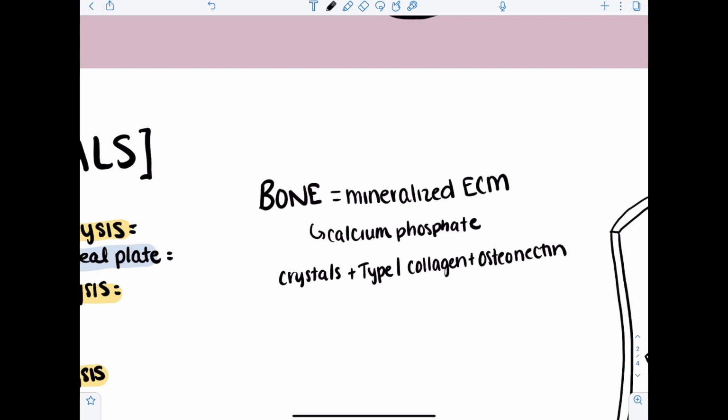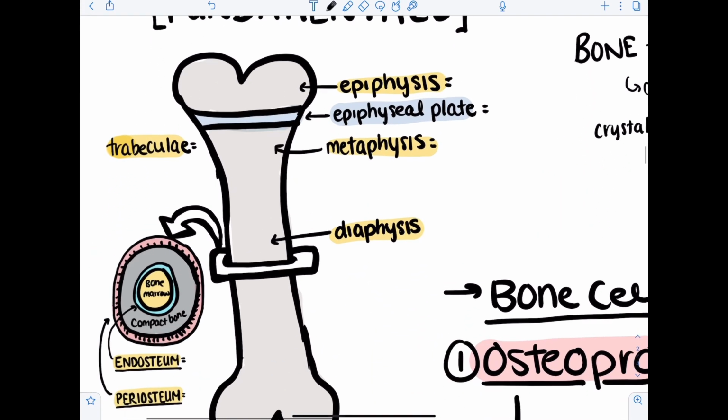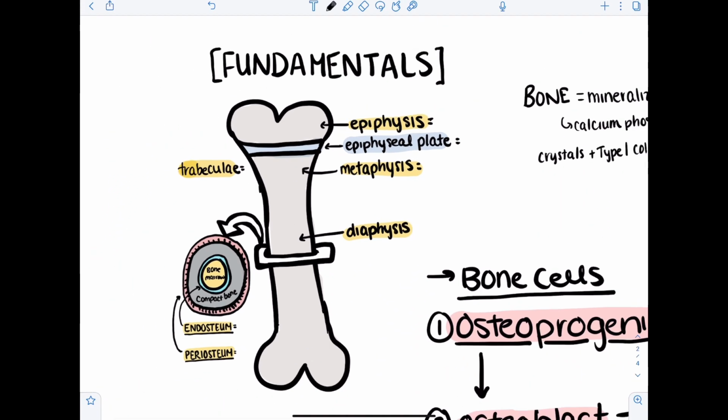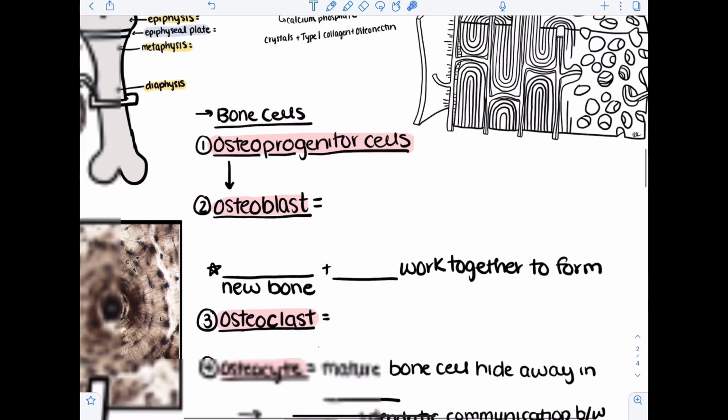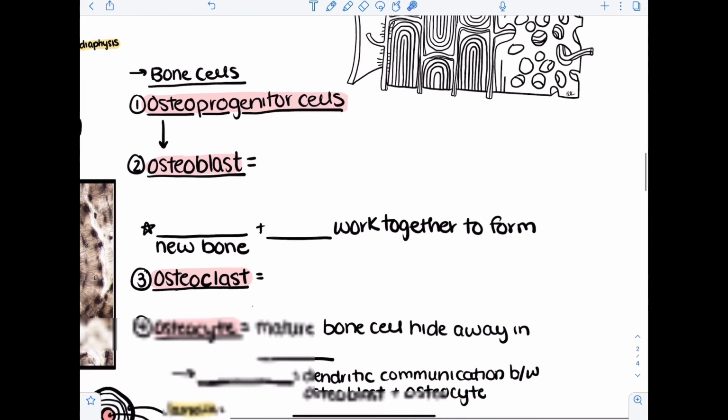So that's what bone is made out of. Now, when we think of bone, we think of something like a long bone, or give a dog a bone, right? And here we can see our long bone. But within this bone, we have many different cells. We're going to just name a few here. In lab, you don't necessarily need to be able to identify these specific cells, but for lecture, you may have to.